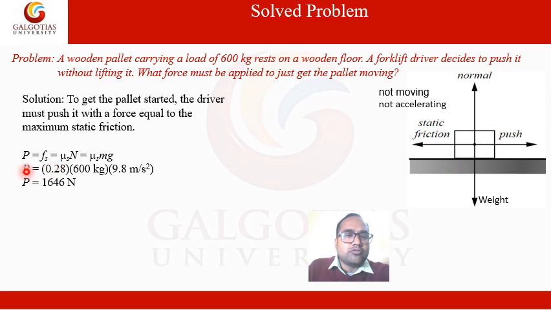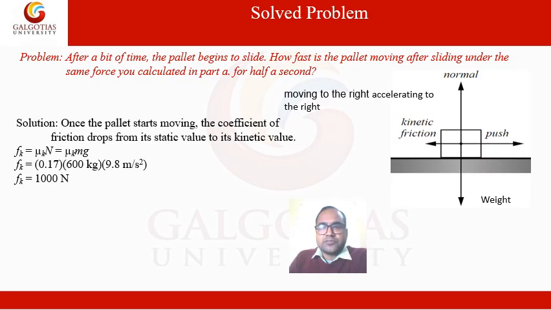Okay, now for the calculation, mu s is given as the coefficient of friction, m is the mass of the wooden pallet and g is the acceleration due to gravity. By calculating this, we need 1646 Newton of force to push or move this wooden pallet. Okay, now these types of questions are frequently asked in your examination. Now continue with the last problem.